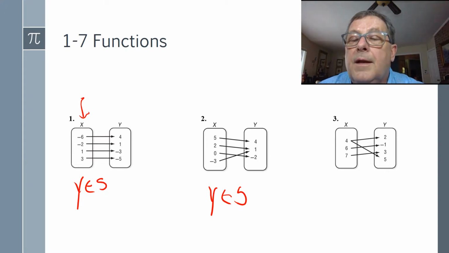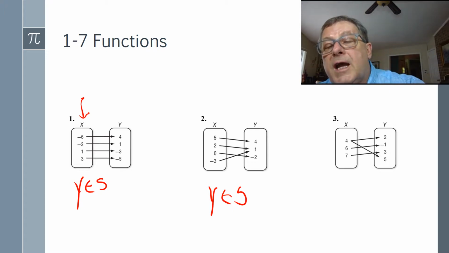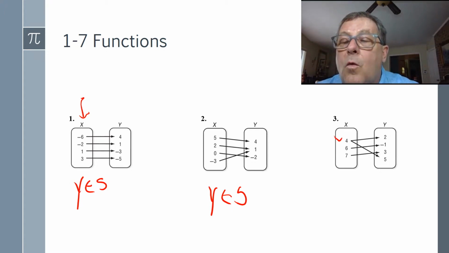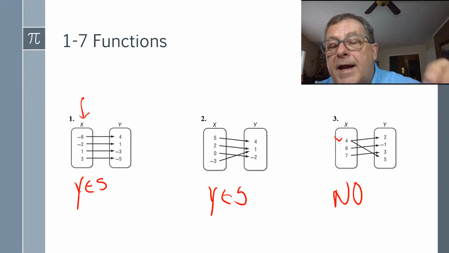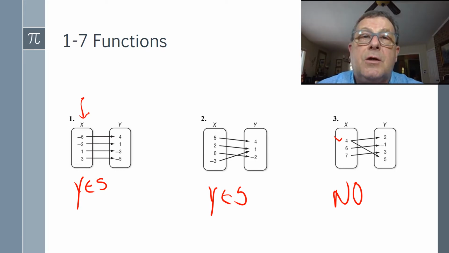So now, maybe this will be a little bit clearer on this third example. I'm scanning down here and I see I've got an x value of 4, 6, and 7. I don't see any repeats there, so that looks pretty good. But look right here at this first x, where x is equal to 4. It says when x is equal to 4, y could be equal to 2 or y could be equal to 5. So here we have an x paired with more than one y, and so no, that is not a function. It's still a relation, but it is not a function.